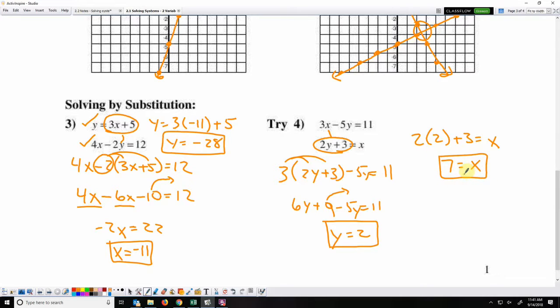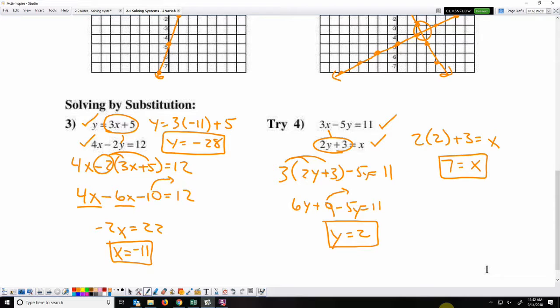I got that value of x by plugging into this equation, so I know that equation is going to check out. But I need to plug in my 2 and my 7 here. So 3 times 7 minus 5 times 2, which is 21 minus 10 equals 11. So I know it checks out there. So my solution is correct.